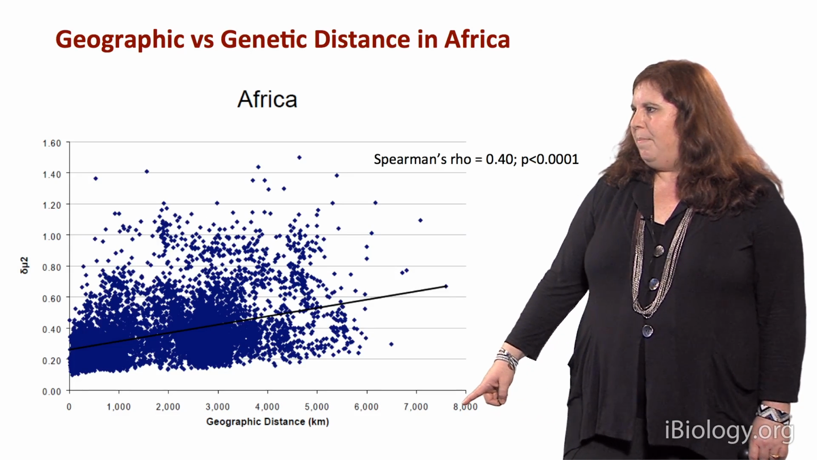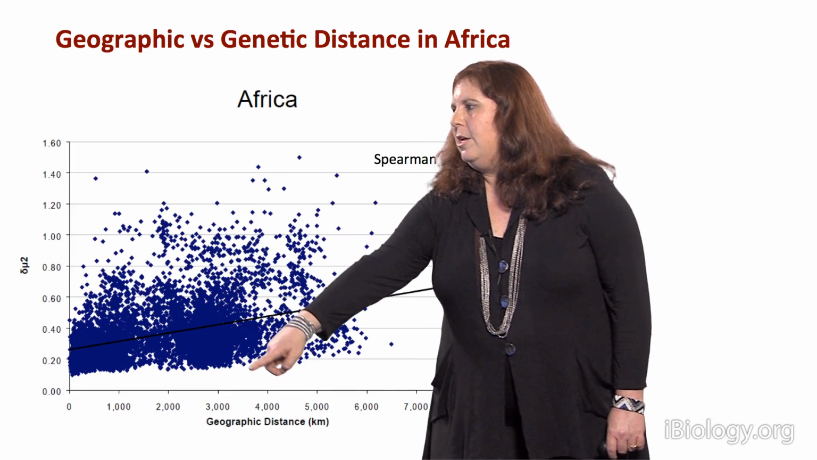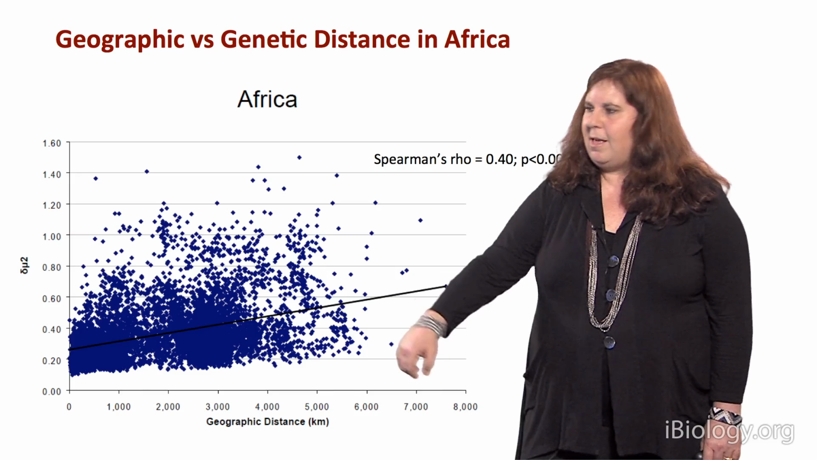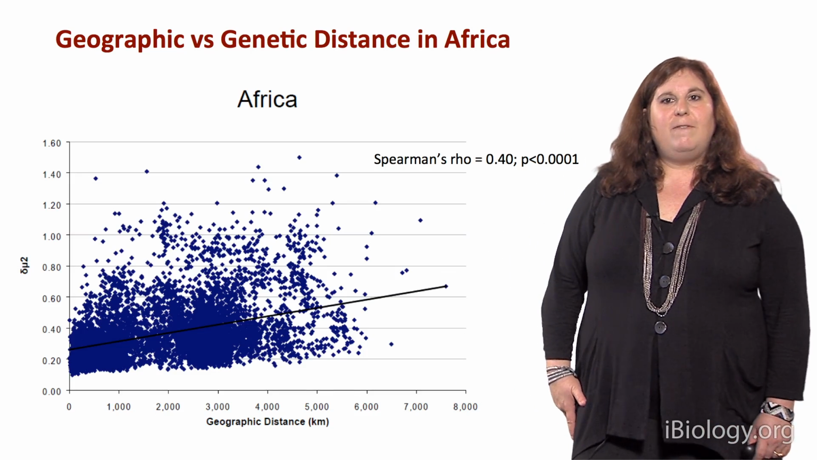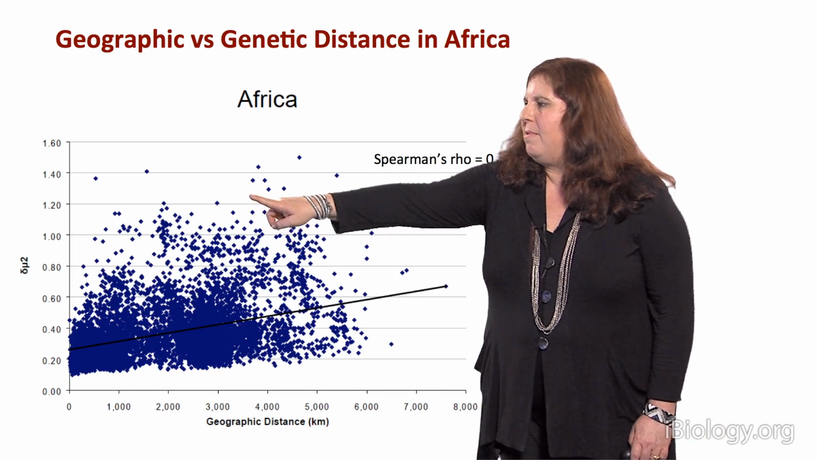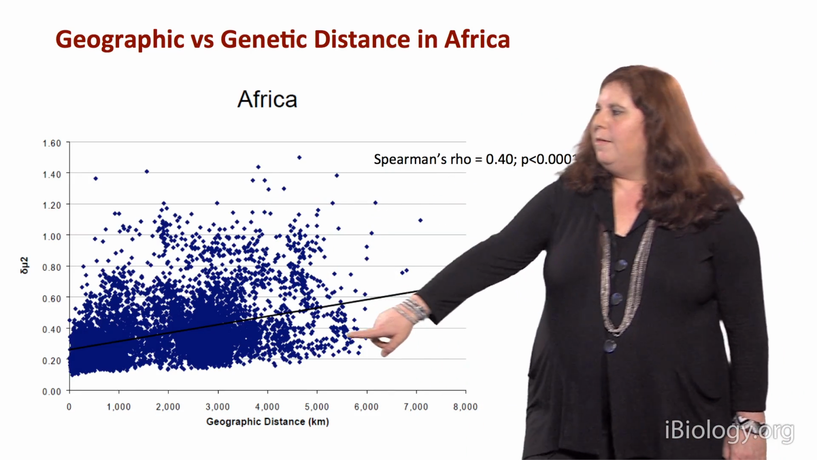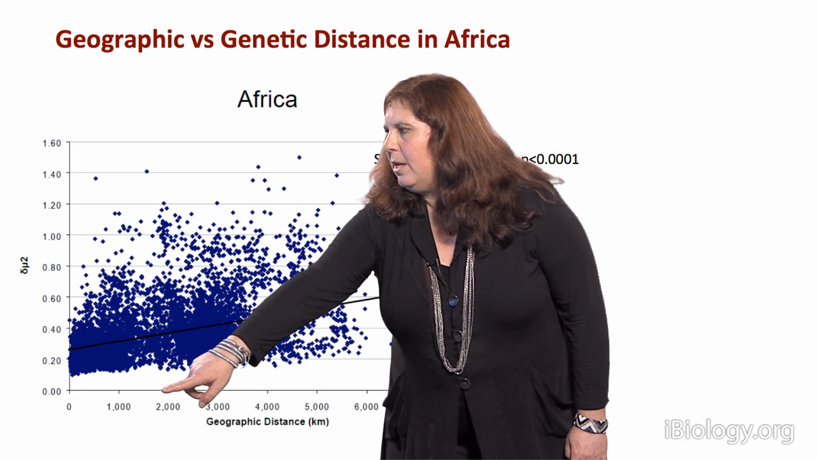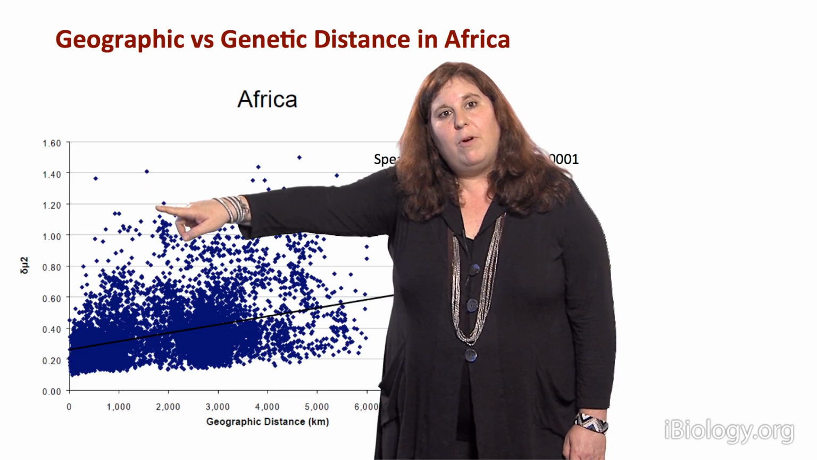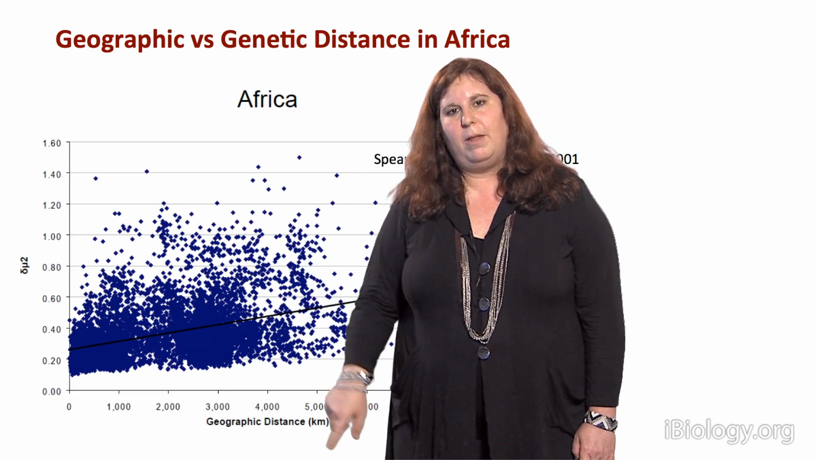Now we can also compare genetic distances, which are shown on the y-axis, to geographic distances between pairs of populations, shown on the x-axis. And we see a significant positive correlation. But we can also see a lot of scatter here. And what that means is that there are some populations that are geographically very close, but they're genetically very different. And those probably represent recent migration events of genetically differentiated populations.